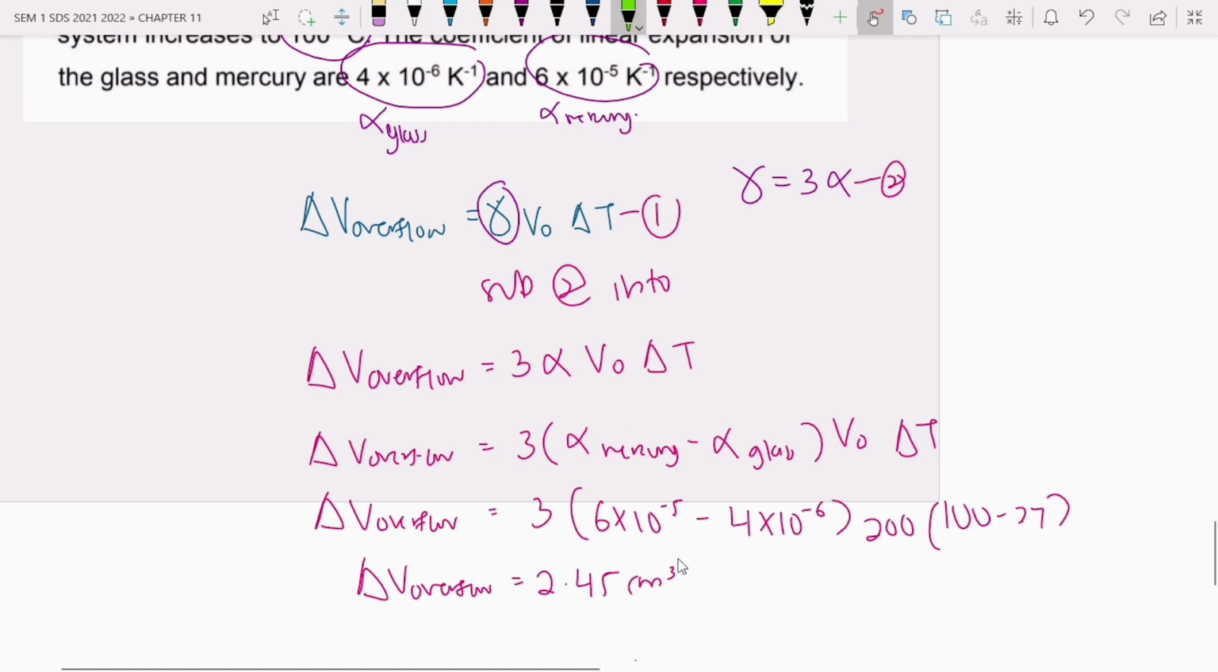Why is the unit in centimeter cube? Because I didn't change the unit for the initial volume, so I leave it also as centimeter cube.